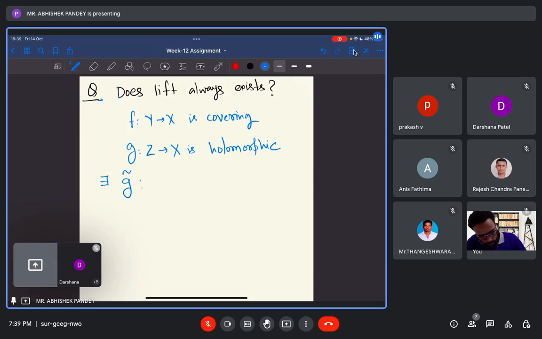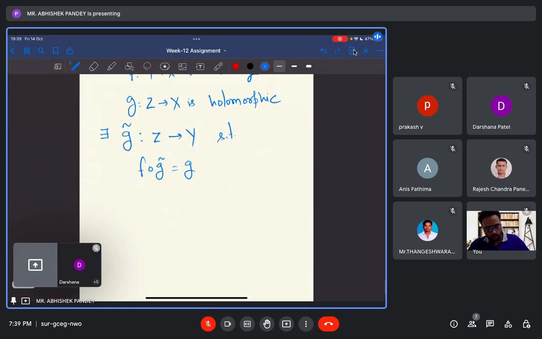So g tilde is basically the lift of g. The domain of g tilde is the domain of g only. So from Z to Y, such that f composed with g tilde is equal to g. Does such a thing happen or not? This is the question.